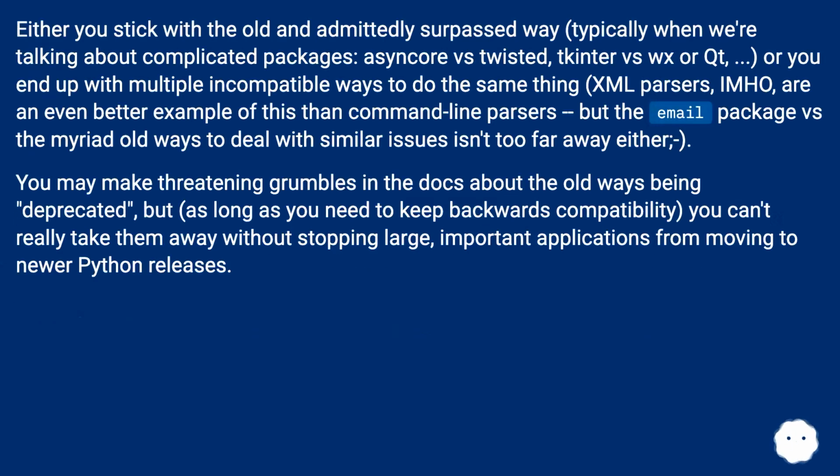Either you stick with the old and admittedly surpassed way, typically when we're talking about complicated packages, asyncore versus Twisted, Qt versus wx or Qt, or you end up with multiple incompatible ways to do the same thing. XML parsers, IMHO, are an even better example of this than command line parsers, but the email package versus the myriad old ways to deal with similar issues isn't too far away, either. You may make threatening grumbles in the docs about the old ways being deprecated, but as long as you need to keep backwards compatibility, you can't really take them away without stopping large, important applications from moving to newer Python releases.